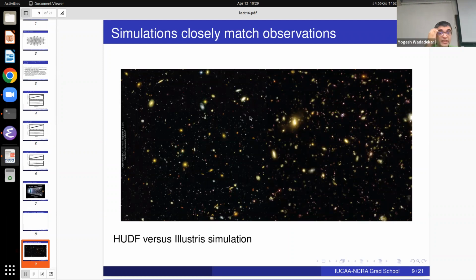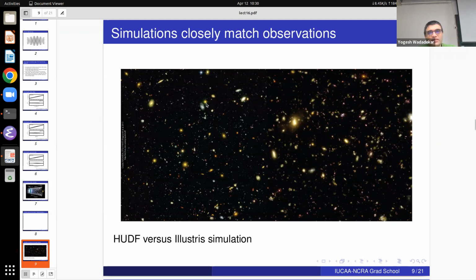The quality of the Illustris simulation is illustrated by this figure. What you have on one side are real galaxies, and on the other side you have the simulation. And as you can see, you can barely make out the difference. Can you guess which side is real, the left side or the right side? It's very hard to tell, right? So it turns out that the left side is real.